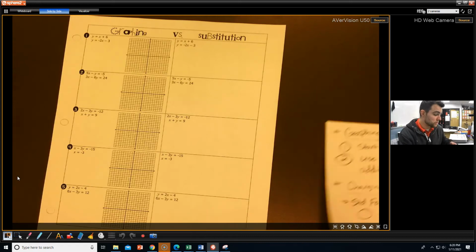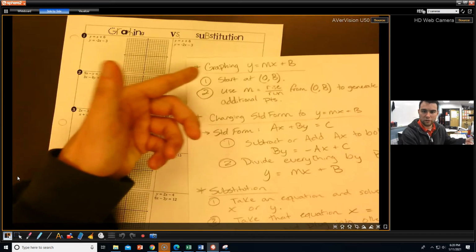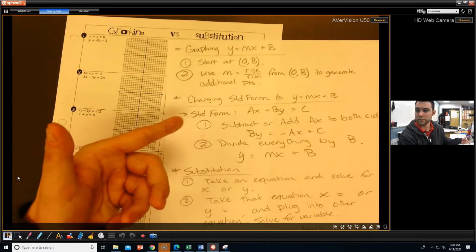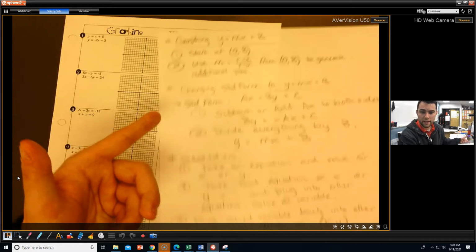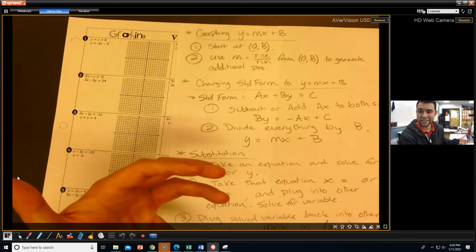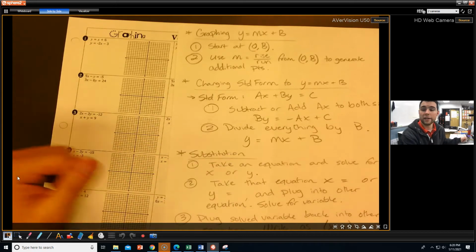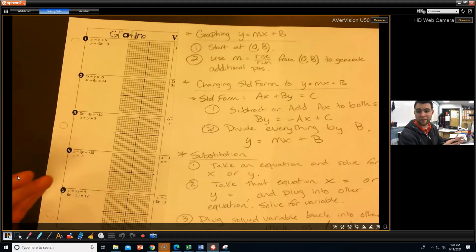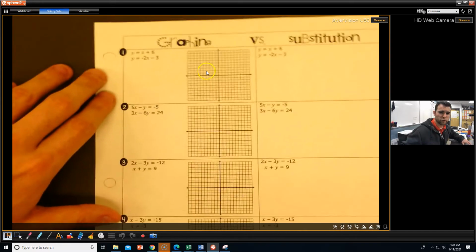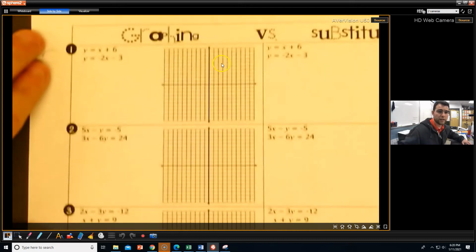I also have my notes handy, my notes on graphing, my notes on changing something from standard form to slope-intercept form, and then my substitution notes as well. I'm going to be using this as a resource for myself while I go through this homework, in case I forget something, right? So let's look at number 1. We're going to focus on the graphing part first, okay?